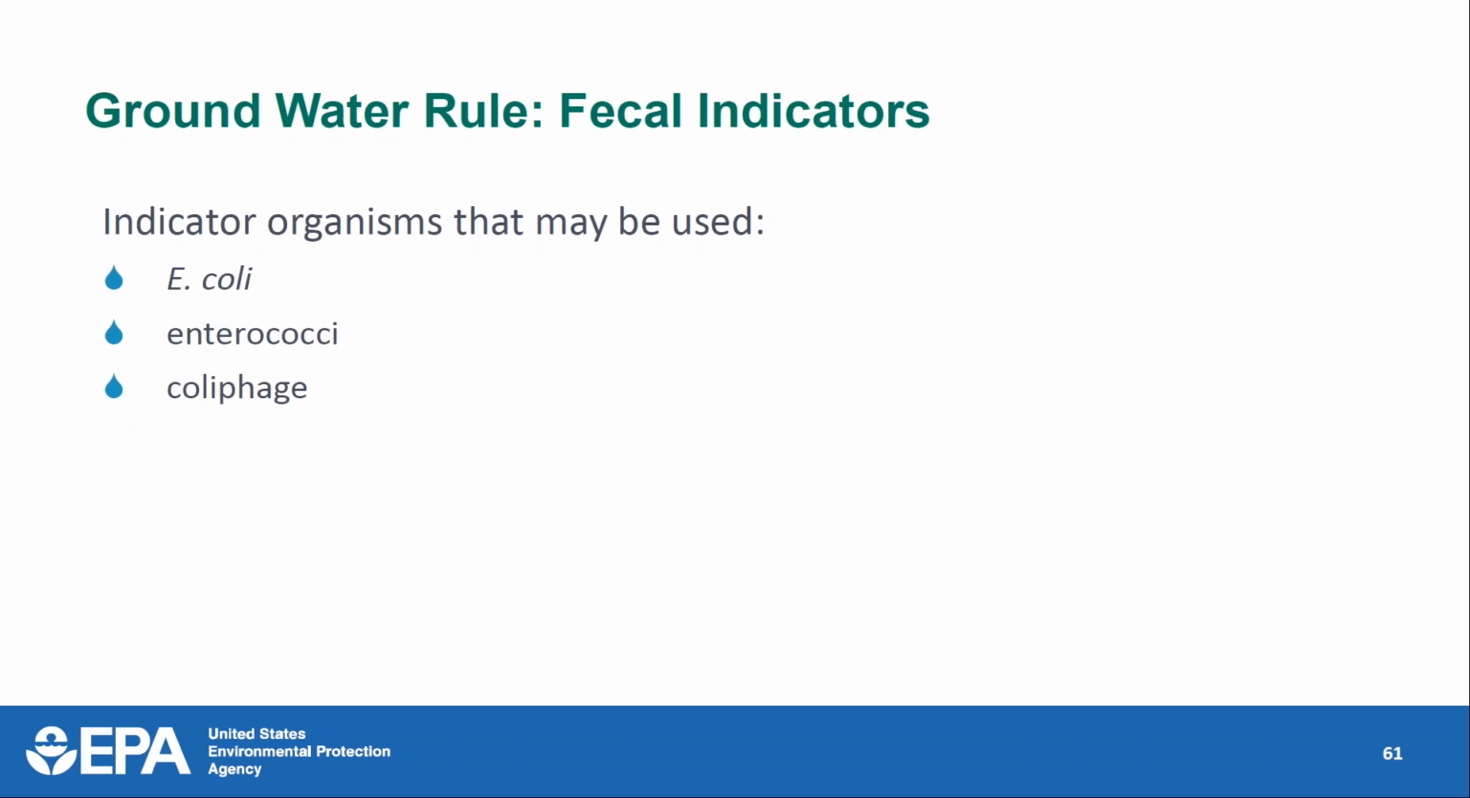What's unique and nice about coliphage is it could provide a model for how enteric viruses would persist and be mobile throughout a groundwater system. Based on the information I have, I'm not sure a lot of states or water systems are using the coliphage option, but I definitely think the agency is collecting information and is interested in seeing how that may work out as an indicator instead of our traditional total coliforms and E. coli construct. Next slide, please.